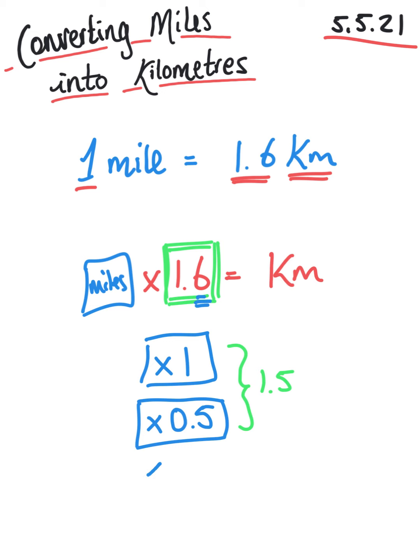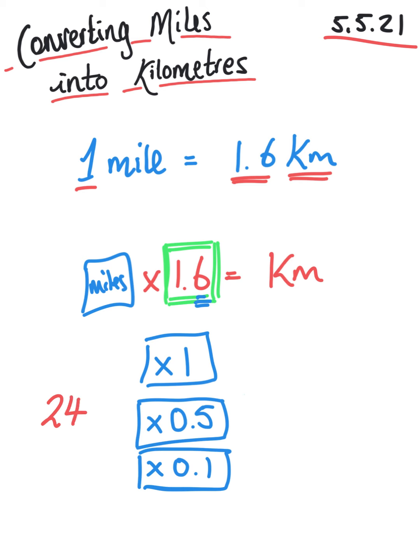multiplying by 0.1. Multiplying by 0.1 is the same as dividing it by 10, which we know how to do thanks to our work a couple of weeks ago. And once we've got the answers to all these, we then add them up. So like this.